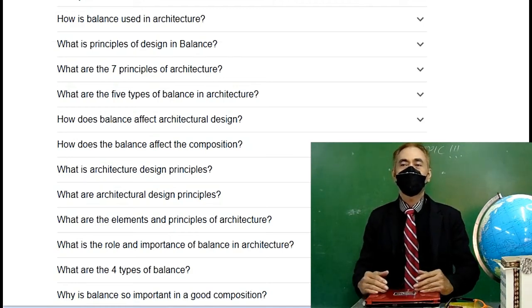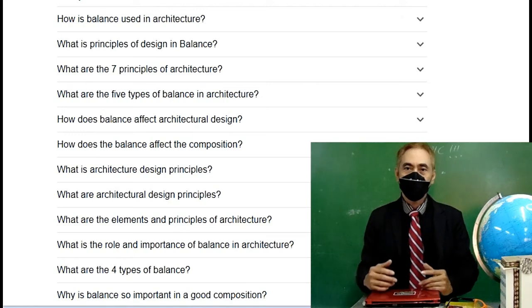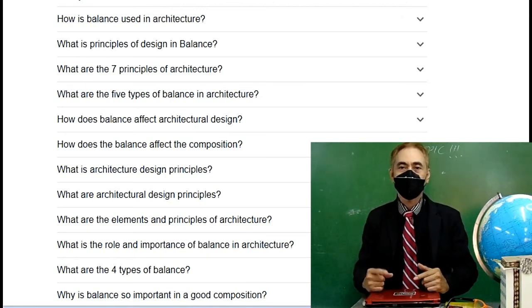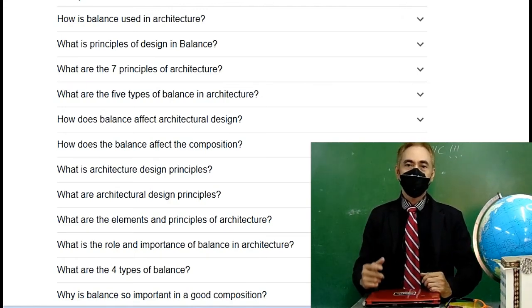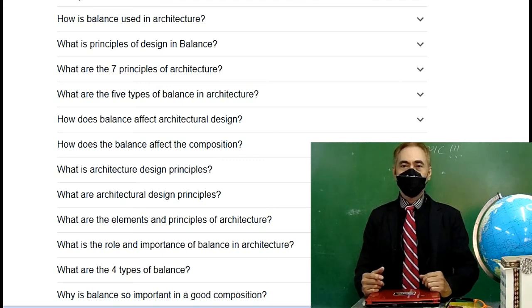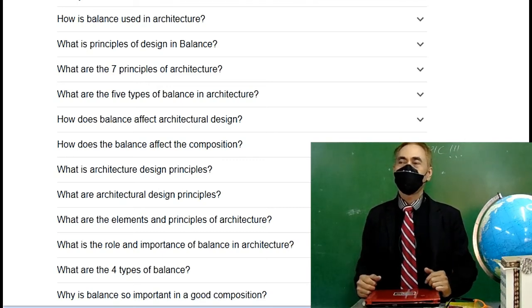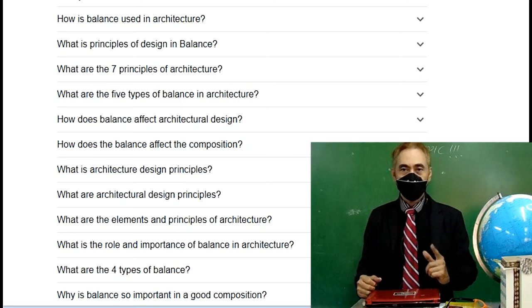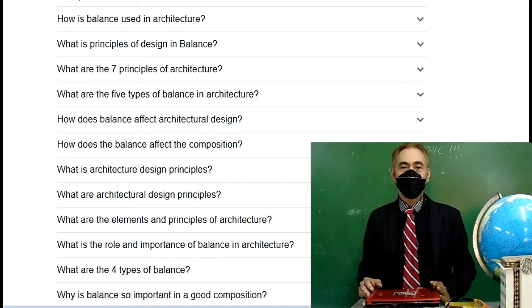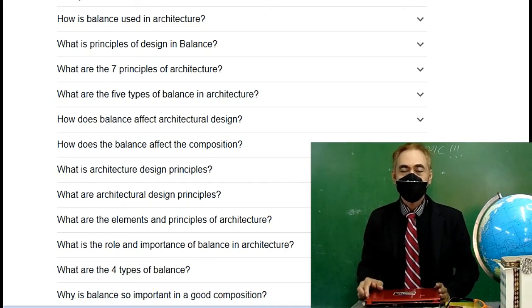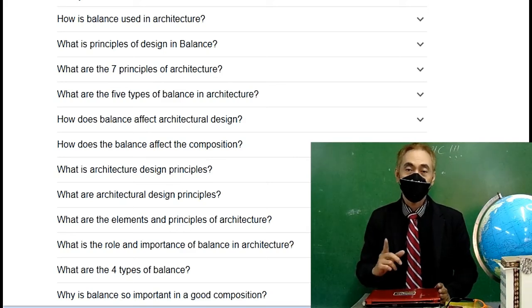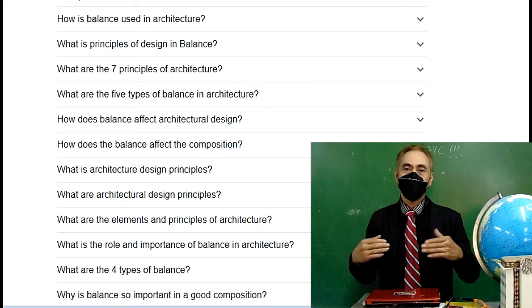Number 1, how is balance used in architecture? What is the principle of design in balance? What are the 7 principles of architecture? What are the 5 types of balance in architecture? How does balance affect architectural design? How does balance affect compositions? What is architecture design principles? Or what are the architecture design principles? What are architectural design principles?